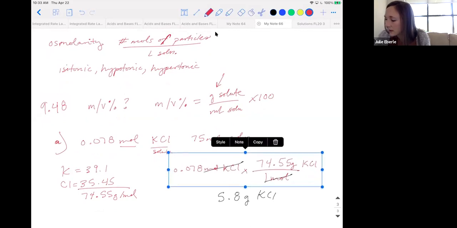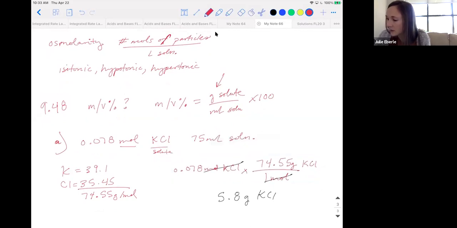I'll leave it there. I'm out of room. Oh no. Okay, we'll make do. And then I'm given a 75 milliliter solution, so I'm literally just going to plug that in right there into our equation.